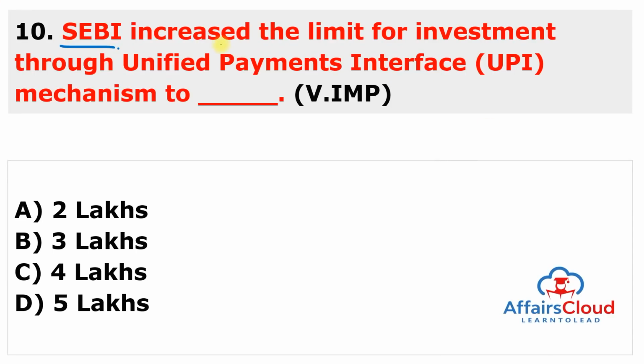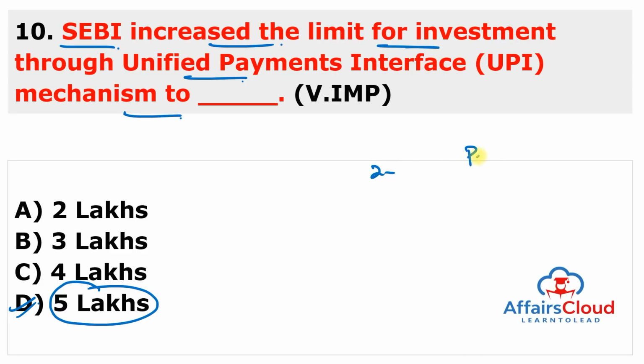Securities and Exchange Board of India increased the limit for investment through UPI mechanism too. Earlier this was 2 lakh, but now they increased the investment limit through UPI to 5 lakh. The Securities and Exchange Board of India increased the limit for investment through UPI, or Unified Payment Interface mechanism, to 5 lakh from earlier 2 lakh, and it is for the investors applying in public issues of debt securities, which will be open on or after 1st of May 2022.